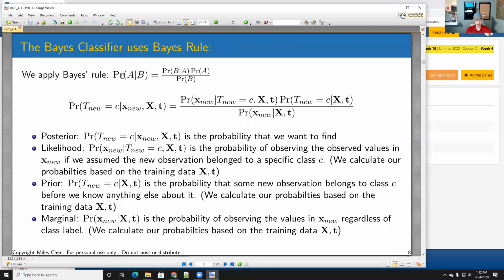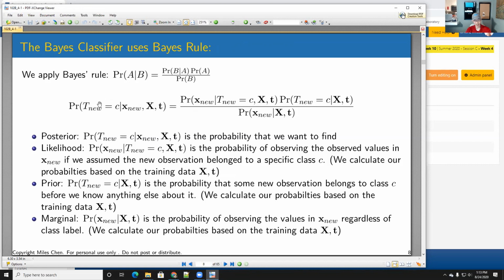All right, and so all we do is we're going to just apply Bayes' rule, and we're going to say the probability of A given B is B given A times the probability of A divided by the probability of B, okay? So A is going to be T nu equal to C, and then the given B is going to be X nu. So when I flip this around, this becomes a probability. So this is what we want.